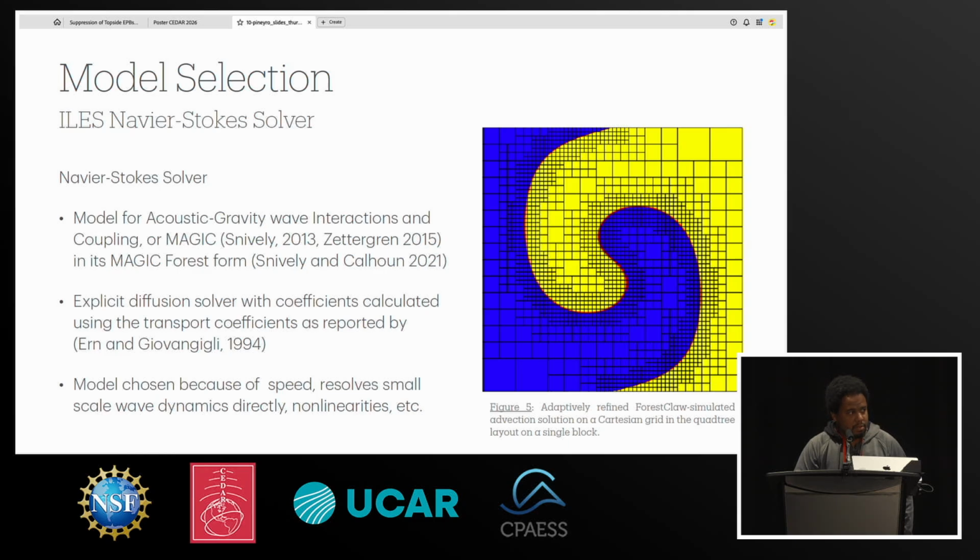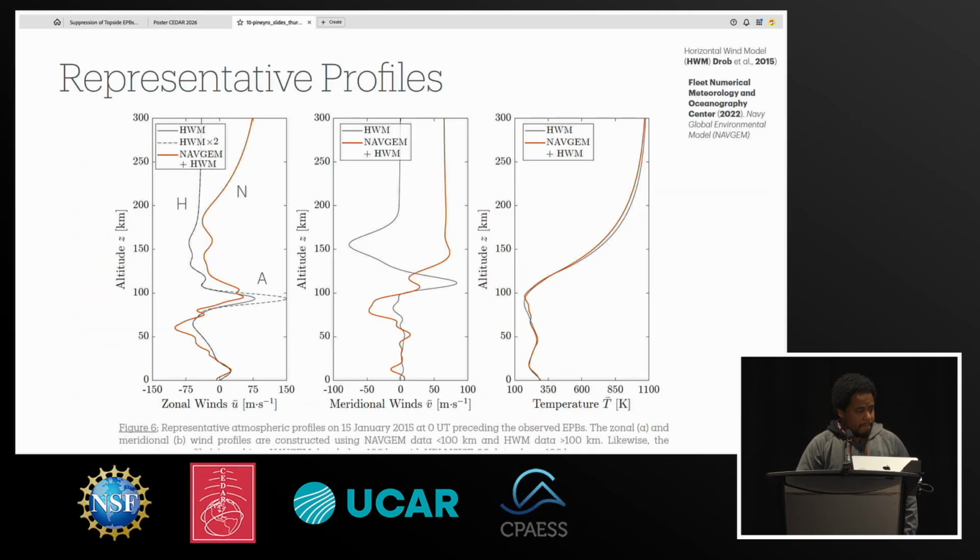For my model, I use the MAGIC model because it can resolve small scales. We're talking sub 2 kilometers normally, so we can get up to 500 meters resolution, which can really resolve the small scale waves, and it's appropriate for it, and it can do it in a fast way. And the representative profiles I have: one from HWM, which is solid black. We have one in dashed HWM, which is amplified to show the effects of amplifying the zonal winds. And then we have one from NAVGEM in combination with HWM for above 100 kilometers. The NAVGEM one has a stronger meridional wind, so that'll be of interest.